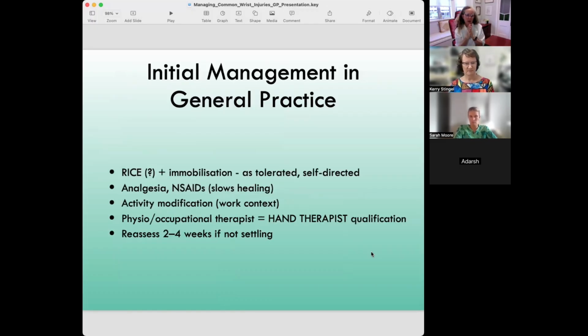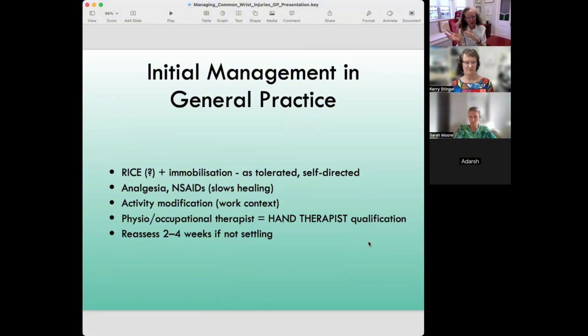So, initial management: RICE. The guy that invented RICE has said that he doesn't believe in it anymore. He's not sure that it is the answer. So I always like to put that up there because, of course, we do all these things instinctively. Immobilise. I'm a big fan of self-directed immobilisation, certainly in an early presenter. If they are really sore, they'll put it on all the time. Analgesia, anti-inflammatory: slow healing, because they reduce inflammation. Inflammation is the first step on the road to healing.